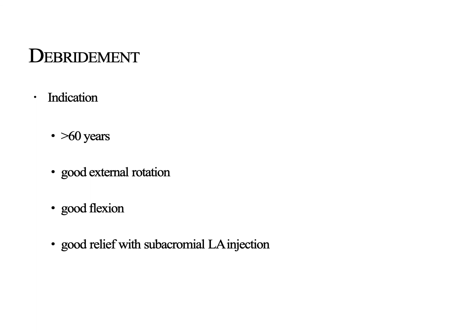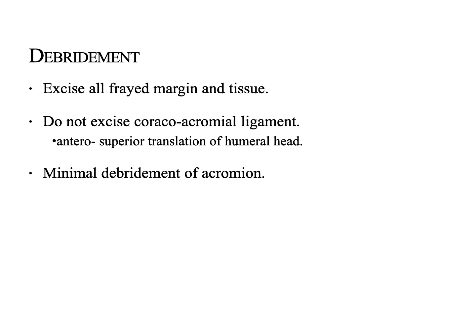For debridement, the indications are age more than 60 years, good external rotation, good flexion, and good relief with subacromial local injections. In debridement, we have to excise all frayed margins of the tissues. We do not excise the coracoacromial ligament. Anterosuperior translation of the humeral head is prevented, and minimal debridement of the acromion is done.